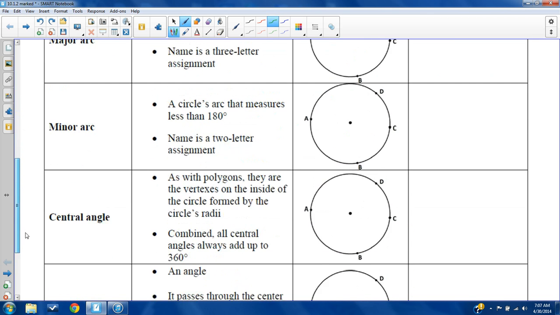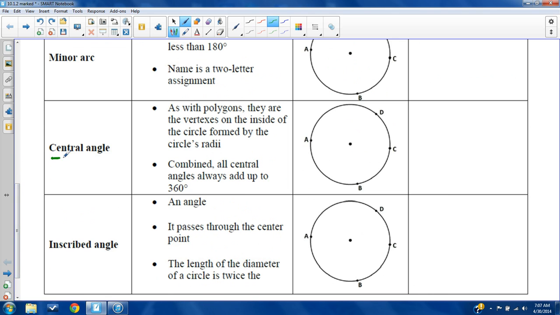So I'm going down. I don't know why I have it in this order. Central angle over here. Just like polygons, they are the vertices on the inside of the circle formed by the circle's radii. So again, you draw 2 radii, like here and here, you have formed a central angle. Let's say this is 60 degrees. Maybe you have this as well. Maybe this is 80, etc. This is like 110. And then this, I guess, also must be 110. Again, not drawn to scale, but these have to add up to 360 degrees.